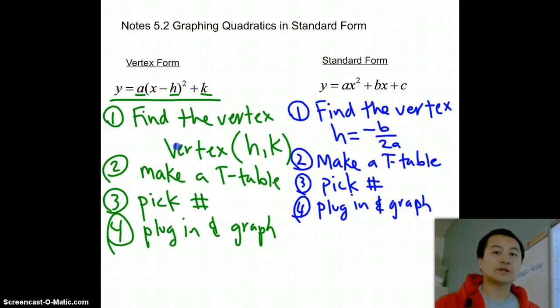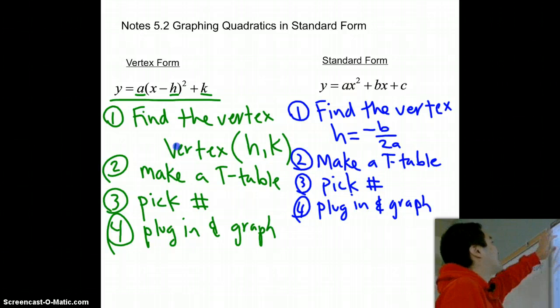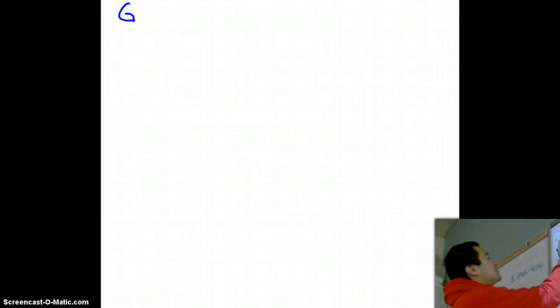Very good. Are you ready to actually get started with the problem? Excellent. Let's do one problem real fast. I want you to graph this.